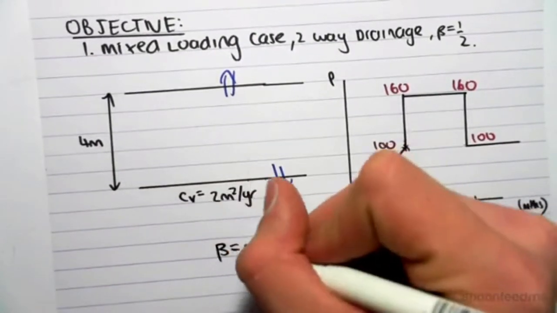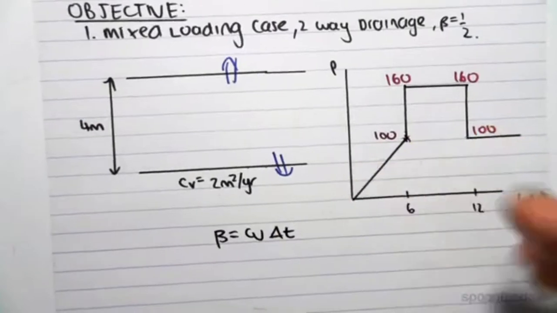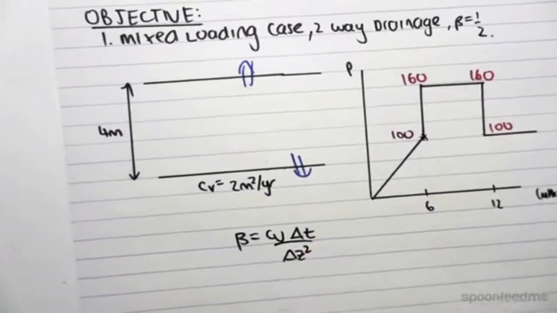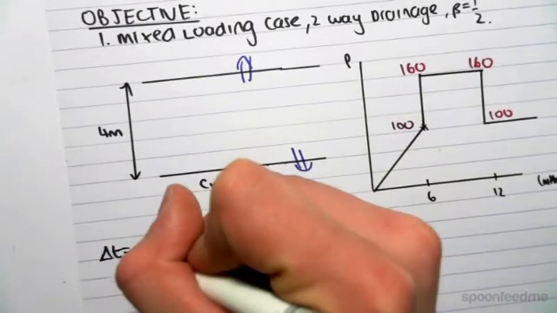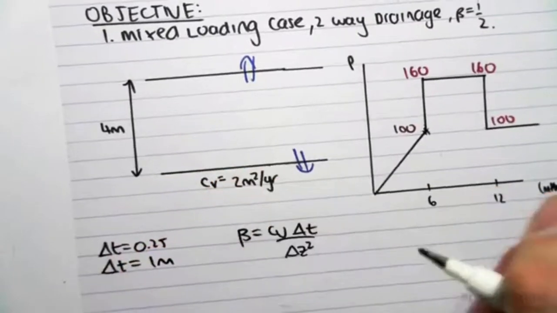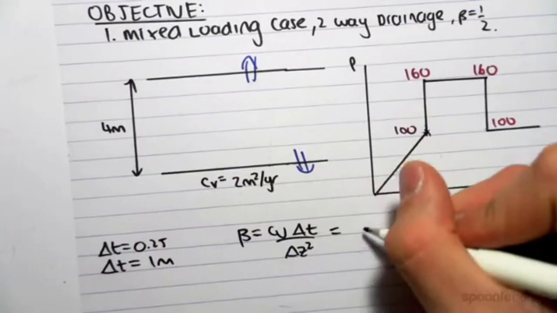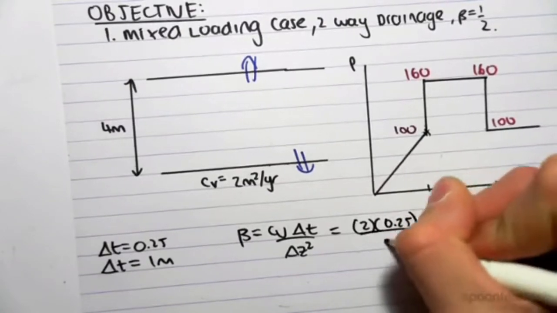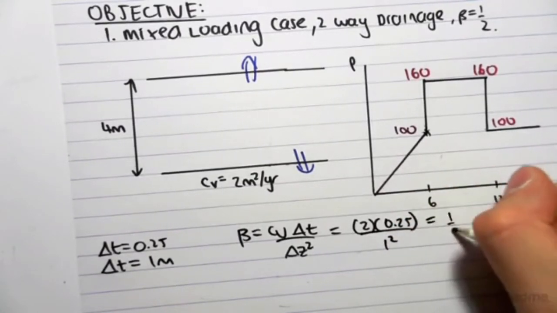So as always, we're going to make beta equal a half to make our life easier. So we know beta equals Cv change in t on top of change in z squared. By letting change in t equal 0.25 and change in z equal 1 meter, that will allow us to get beta equals a half on 1 squared. This equals a half.